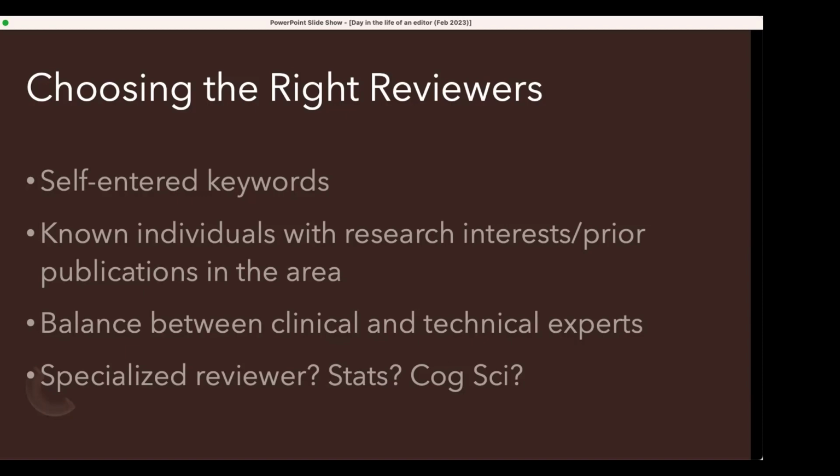For example, we're seeing an uptick in papers that may be evaluating AI, and maybe even doing a clinical trial of an AI algorithm, in which case having a stats reviewer to assess study design off the bat is really important.